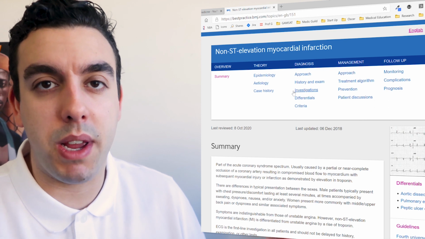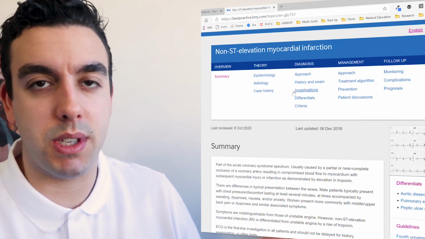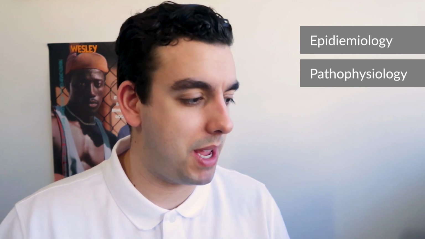So I didn't use BMJ for all of the headings themselves, but I used roughly the headings here. The final selection of headings that I used was epidemiology. I did pathophysiology, which in BMJ terms is etiology. I did history and exam, so important positive or negative findings on history and exam. I did investigations and the likely results that I would see in those investigations. And I did management plans, so what are those initial management steps that you would do.